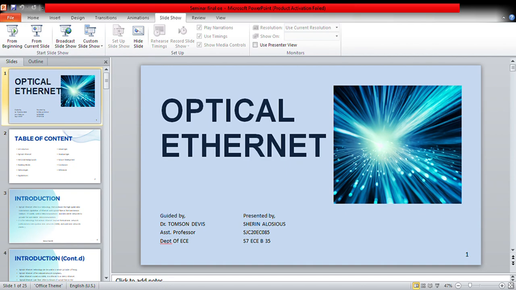Optical Ethernet operates by converting electrical Ethernet signals into light pulses that travel over optical fiber cables. These light pulses can travel long distances without degradation, and they are not susceptible to electromagnetic interference or radio frequency interference. There are two main types of optical Ethernet: active optical Ethernet and passive optical Ethernet.